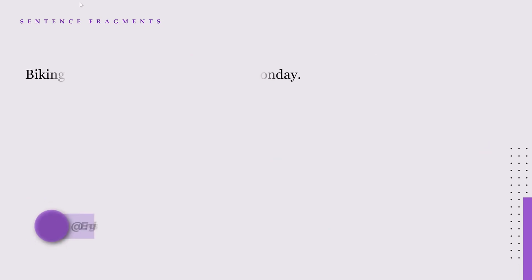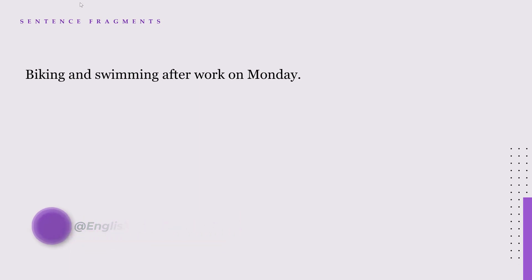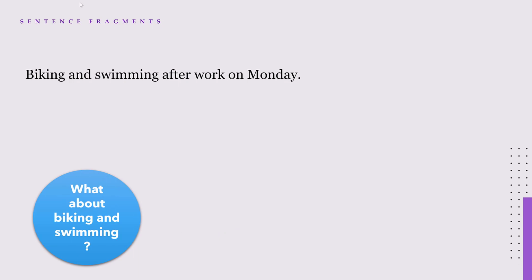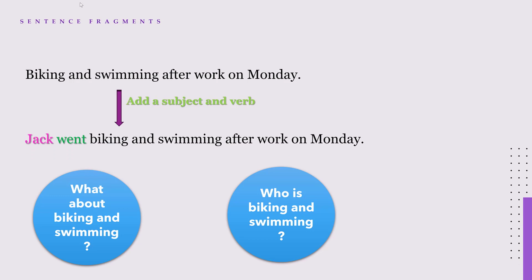Here are some practices for you. "Biking and swimming after work on Monday." What about biking and swimming? Who is biking and swimming? Do you suggest that we all go biking and swimming? This is a sentence fragment. How can we correct this sentence? Yes, by adding both a subject and a verb. So the correct sentence is, "Jack went biking and swimming after work on Monday."